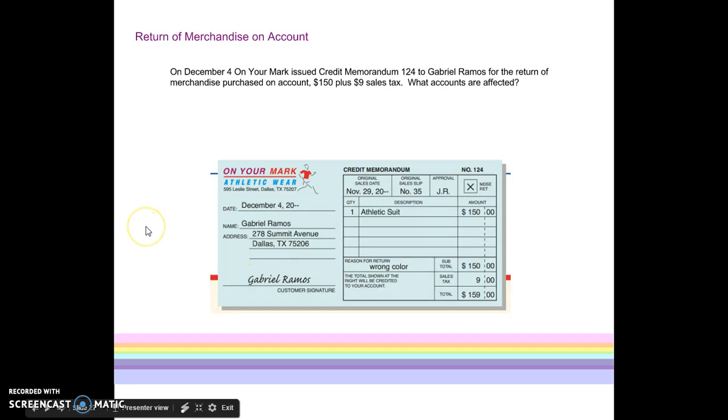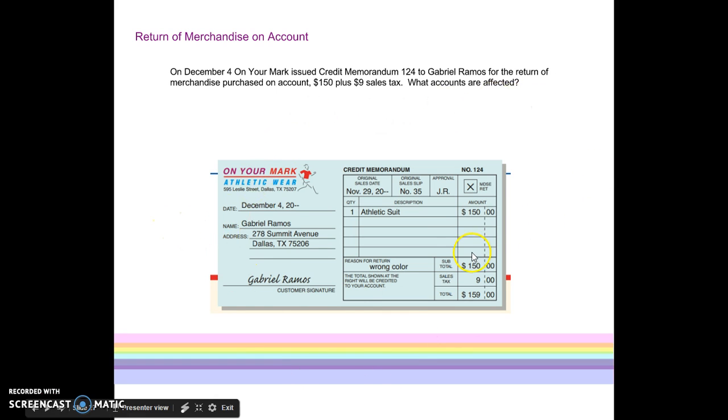Cash refunds, if a customer receives cash instead of credit. So let's say, for example, they make a purchase, but they want a cash refund, they don't want credit. We would do this, and cash in bank is credited, not accounts receivable. So let's take a look at this. Here's the credit memorandum for the athletic suit. Let's say, for example, we have to now give a cash refund. What is this going to look like?